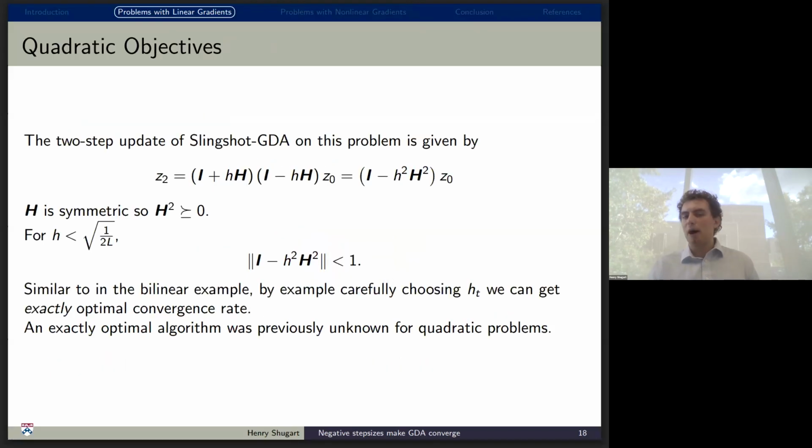And so the two-step update of slingshot GDA can be written by a simple product of I plus little h times big H times I minus little h times big H. And this, you might observe, is the difference of squares. And so it's going to be the identity minus little h squared times big H squared. And then based on the definition, H is symmetric. And so we know that H squared is going to be positive semi-definite. And if we take little h to be small enough, we're going to have a contraction, or at least we're going to move closer to the solution point.